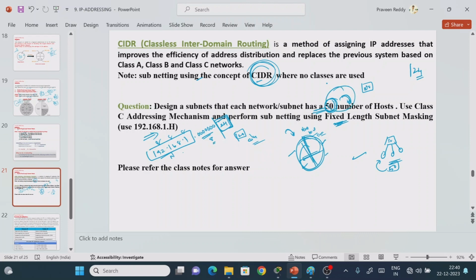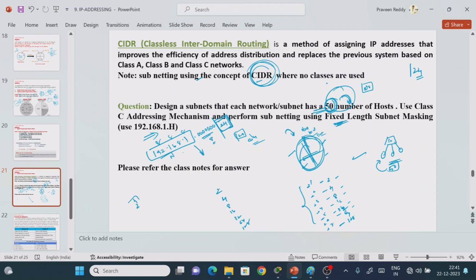As per this requirement we are going to divide this one network into multiple pieces. Before that we'll write the formula: 2 power 1, 2 power 2, 2 power 3, 2 power 4, 2 power 5, 2 power 6, 2 power 7. So 2, 4, 8, 16, 32, 64, 128. If you want to consider the number of subnets, this is the only possibility you will get. Either you can divide into 2, 4, 8, 16, 32, 64 or 128 sizes. This is the rule.